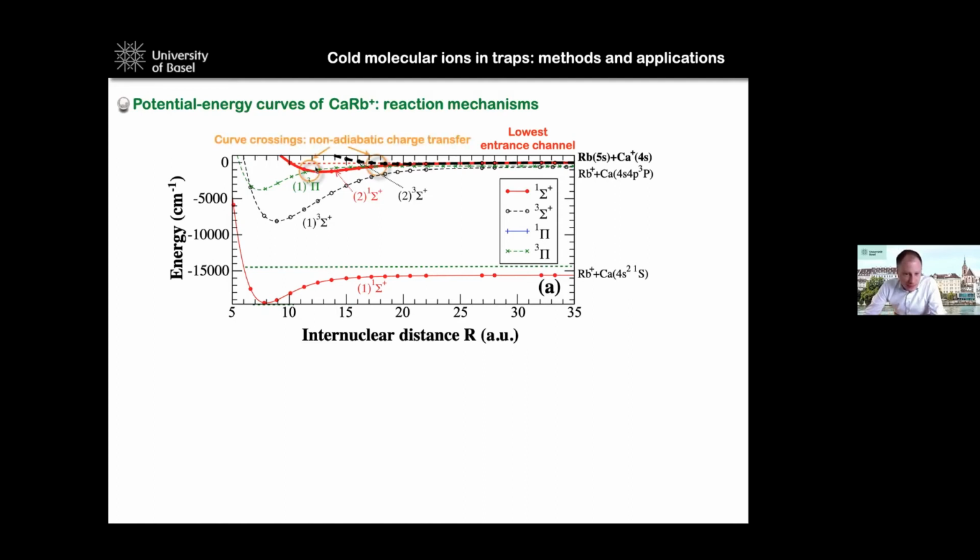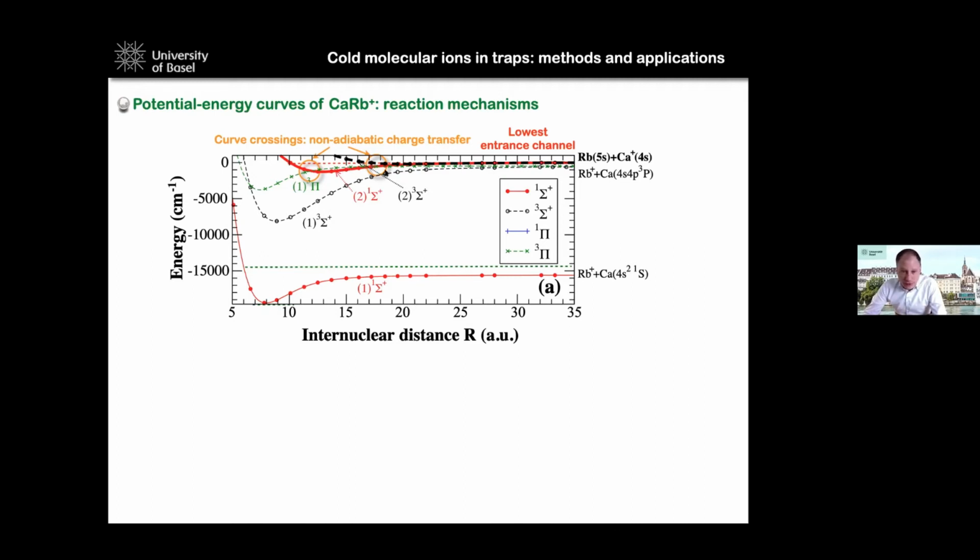And at some point, they reach a region where we have a crossing with this green dashed curve here. And that is a potential energy curve that is associated with this charge transfer state. And whenever we have a crossing between potential energy curves, then this is a region with an increased degree of interaction between the states. These are so-called non-adiabatic interactions. And through these interactions, the collision system can hop over from one curve to the other.